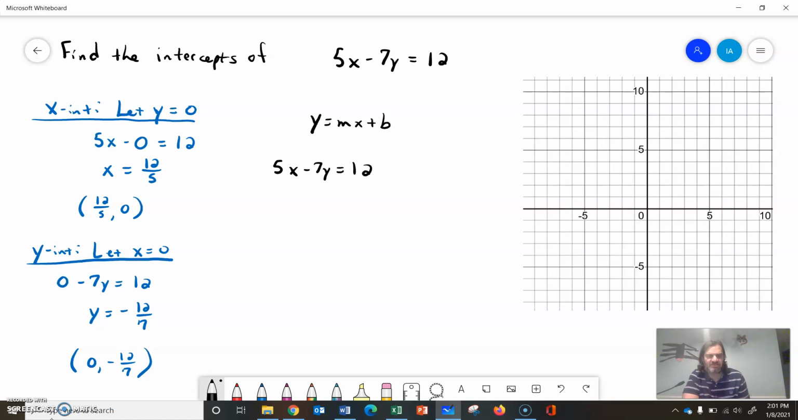we'll take our original equation, 5x minus 7y equals 12. We'll move the 5x over, so we'll have negative 7y equals negative 5x plus 12. And then we'll divide by the negative 7. So y equals 5 sevenths x minus 12 sevenths.